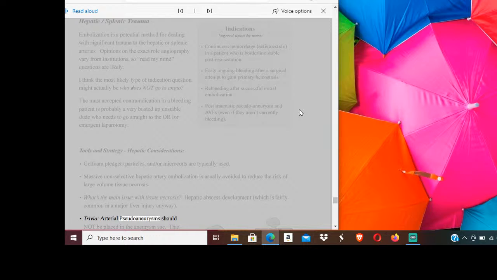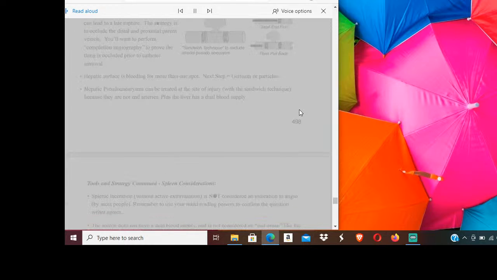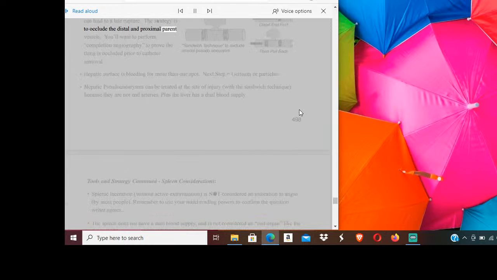Trivia: arterial pseudoaneurysms should not be embolized within the aneurysm sac. This can lead to a late rupture. The strategy is to occlude the distal and proximal parent vessels. You'll want to perform completion angiography to prove it is occluded prior to catheter removal. Sandwich technique to exclude arterial pseudoaneurysm: distal end first, then pull back.